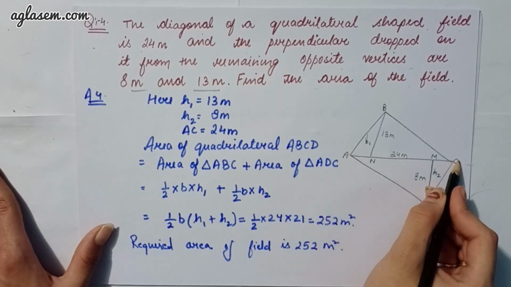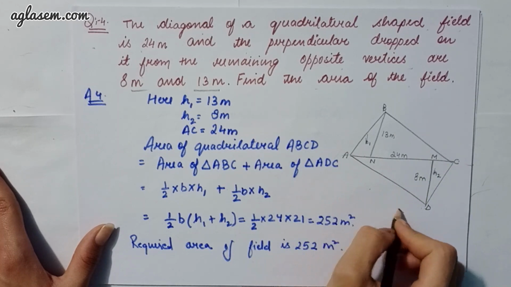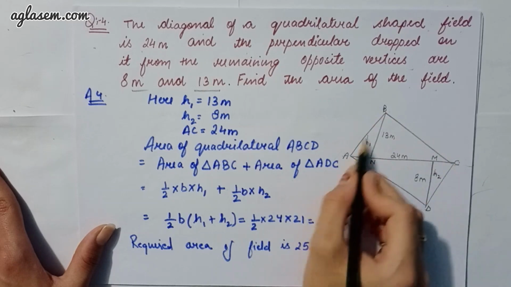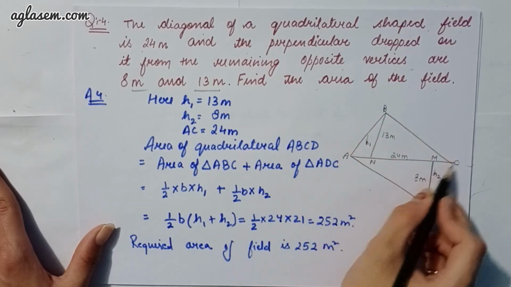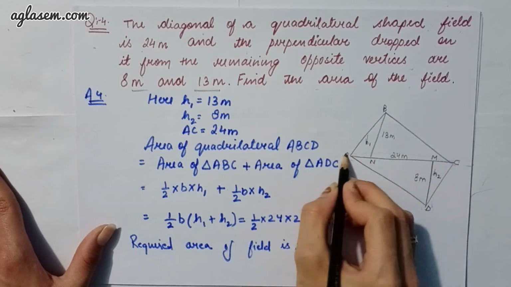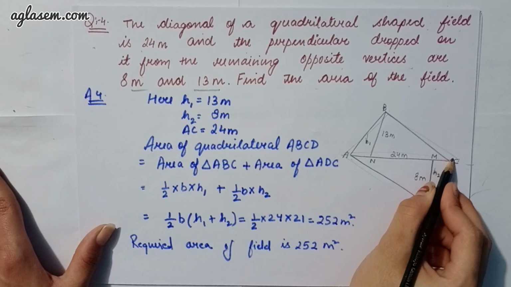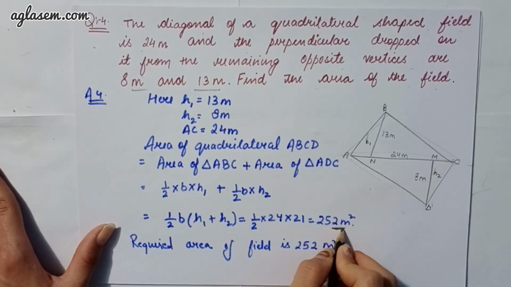So the area of quadrilateral ABCD will be equal to the area of triangle ABC plus the area of triangle ADC. First of all, we can take this triangle, and the other triangle is this. So applying the formula, we will get 252 meter square, the area of the quadrilateral.